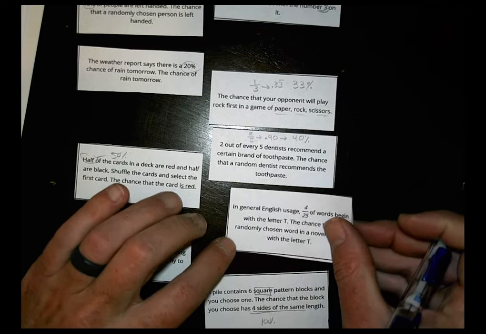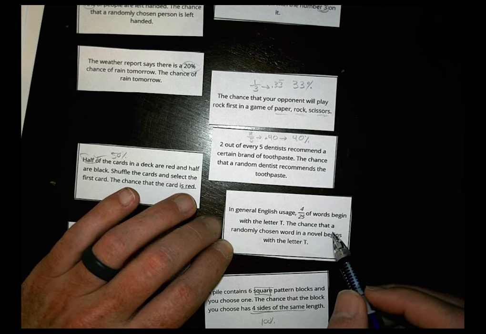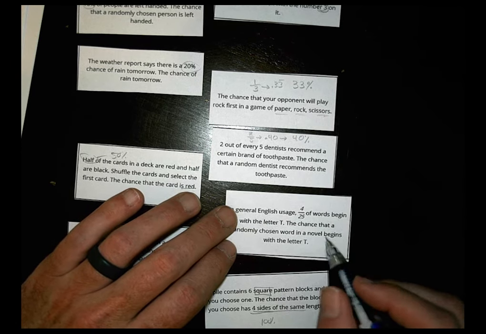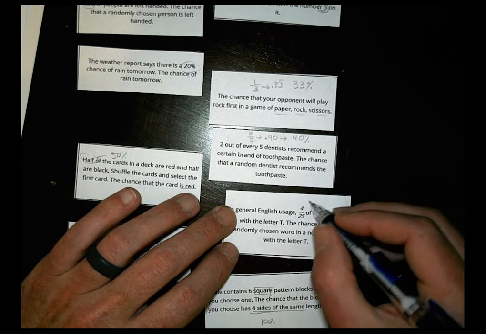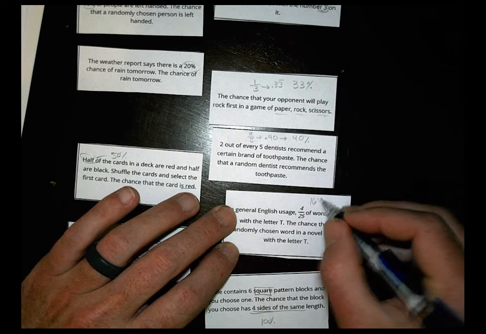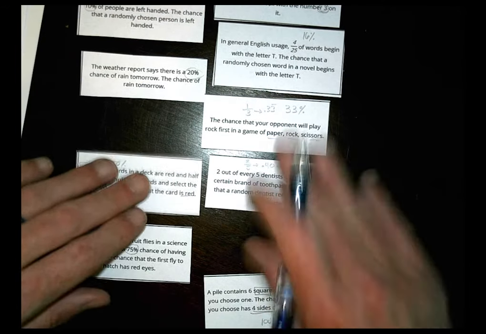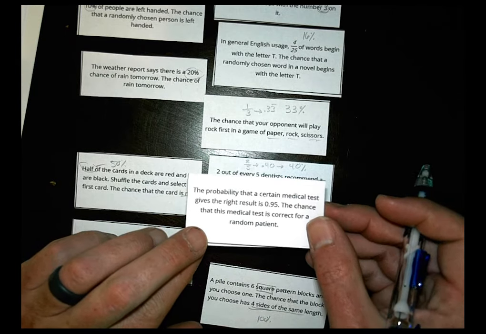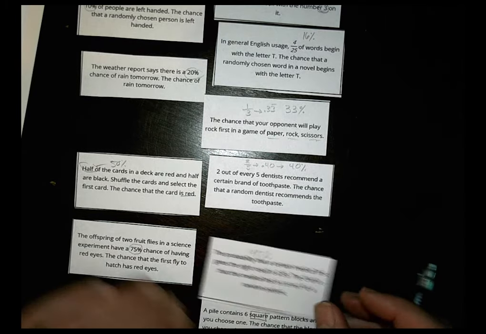And finally, oh, we got 2 more here. In general English usage, 4/25 of words begin with the letter T. The chance that a randomly chosen word in a novel begins with the letter T. All right, well, it's 4 out of 25. So if we multiply this by 4, we end up with 16 out of 100. So 16%. So that's going to go over there. And finally, probability of a medical test has the right result is 0.95, which is about 95%. So we put that down there. Okay.